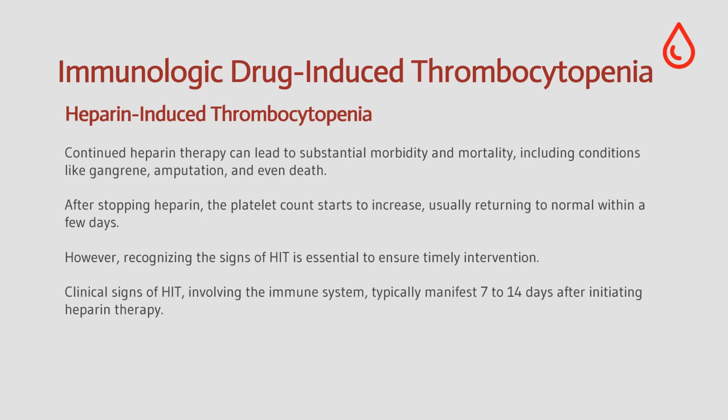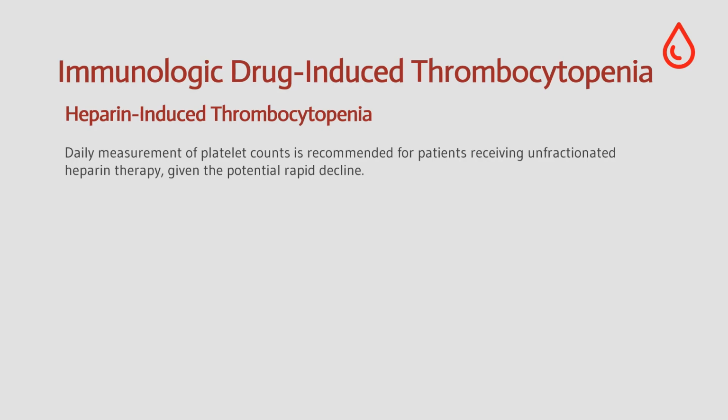Clinical signs of HIT, involving the immune system, typically manifest 7 to 14 days after initiating heparin therapy. If the patient had prior exposure to heparin, symptoms may appear within 1 to 3 days. Daily measurement of platelet counts is recommended for patients receiving unfractionated heparin therapy, given the potential rapid decline.